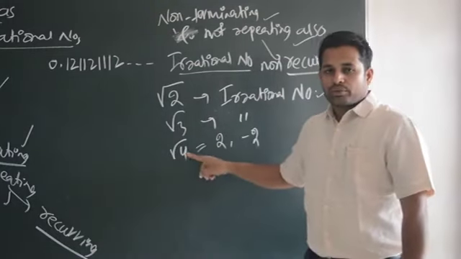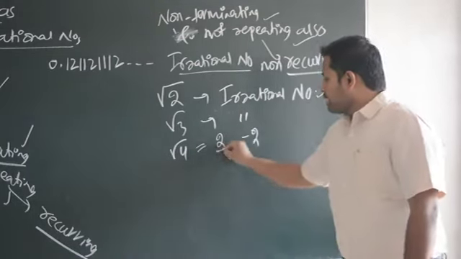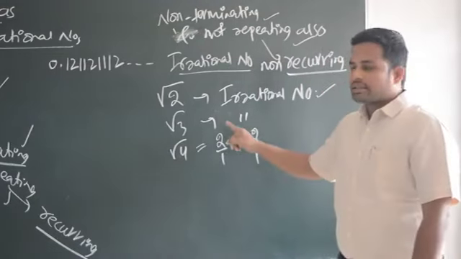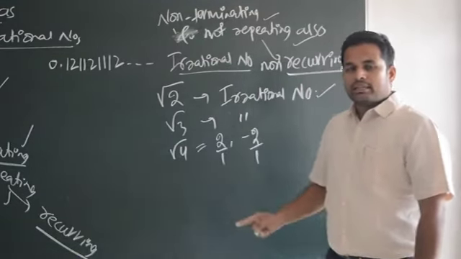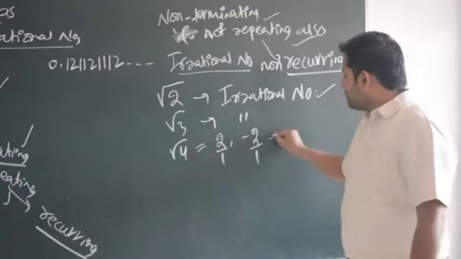Root 4 has two values. One is 2, another is minus 2. It is 2 by 1 and minus 2 by 1. It is in the form of p by q, where p and q are integers and q is not equal to 0. That's why it becomes a rational number.